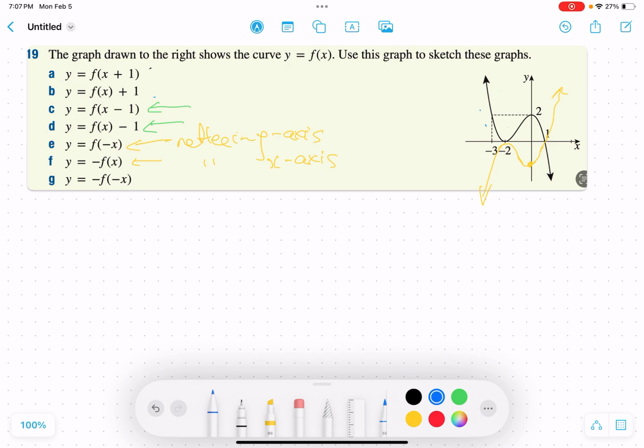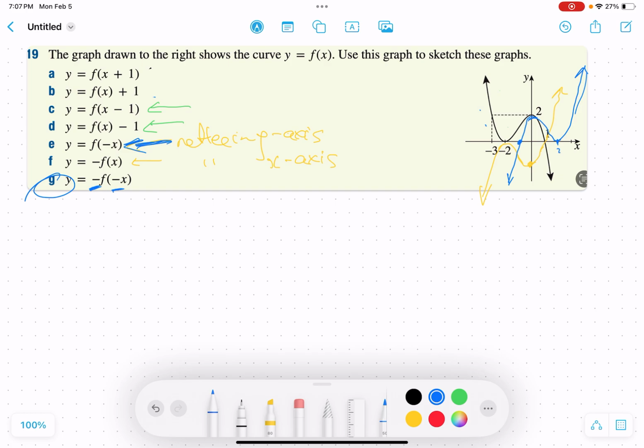If I look at, I'll do it in blue, a reflection in the y-axis. So that point 1 is now over here, so it's going to go down like that. It's going to go over to 2 here, and then come back up like that. So that's its reflection in the y-axis. For G, it's got a negative outside and inside, so it's a reflection in the y and the x-axis.